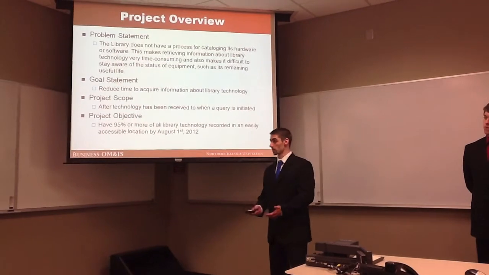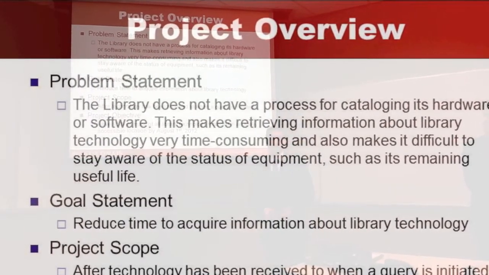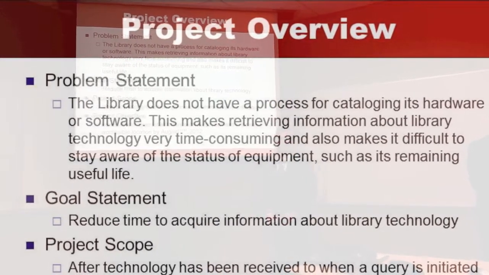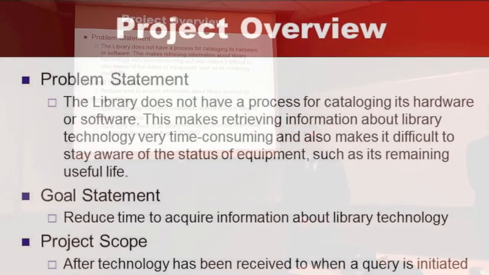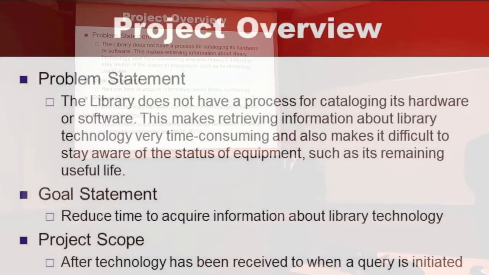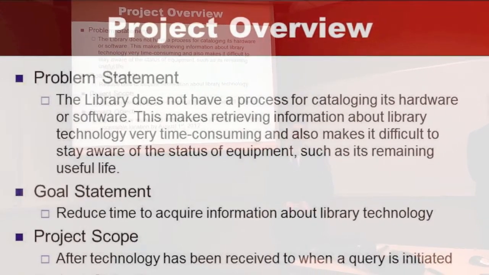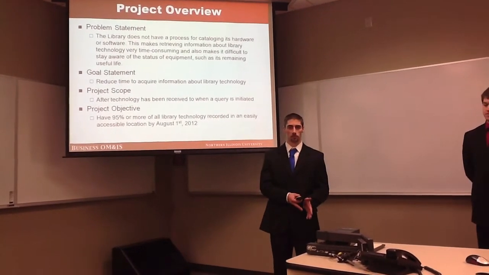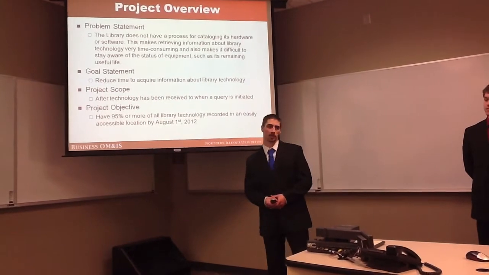The Park Ridge Library doesn't currently have a system in place to record information about its hardware and its software. And this makes it difficult to retrieve information about their technology at the time that they need it. So what we're trying to do is reduce the time that it takes for the library to get this information. We're hoping to do that by focusing our scope between the point where the IT department receives the technology to the point where they want to initiate a query on it.